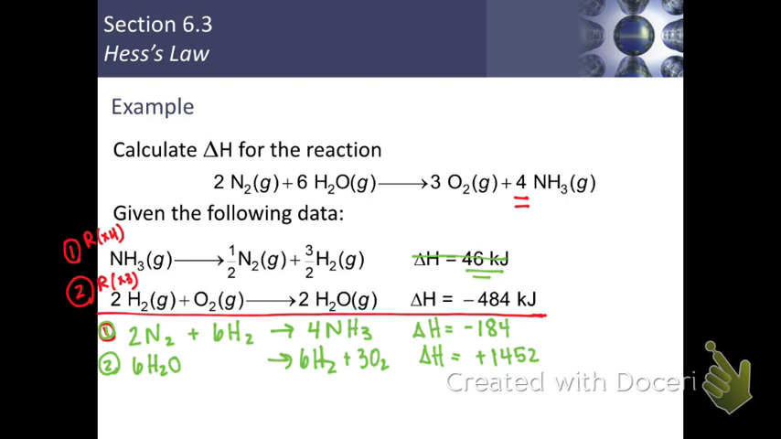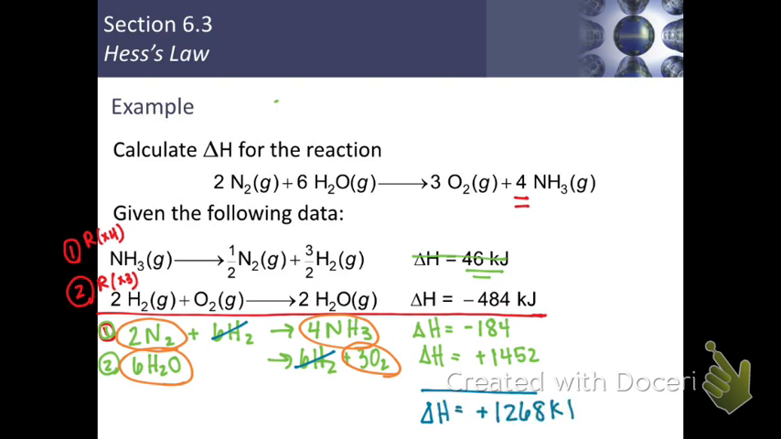Reverse it and multiply. Now I'm going to check to see, do I have everything that I need? I've got 2 and 2, which is what I need. I've got 6 H2O, which is what I need. I've got 3 O2 and 4 NH3. Then I need to see, do my extras cancel? What do you think? 6 H2, 6 H2. So that means I'm good, right? And so then I just add those up. So 1452 minus 184 gives me a delta H value of positive 1268 kilojoules.